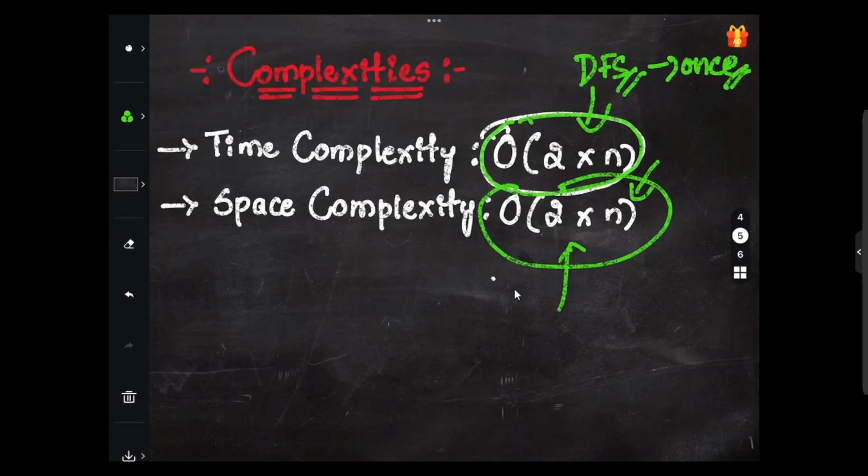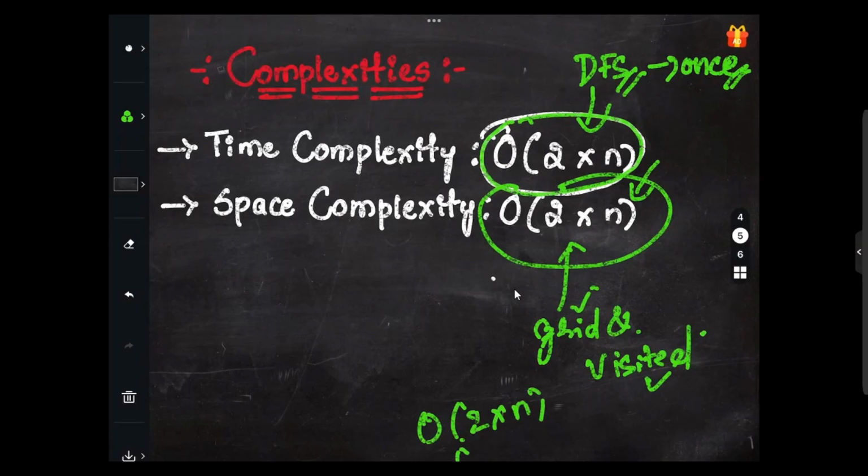So it would be 2 into n, and the space complexity would be 2 into n because we will be going with a grid and visited arrays. We have to mark visited, right? Once we reach that particular cell, we have to mark it as visited. So here we'll be going with grid and visited arrays. So the space complexity would be big O of 2 into n as well. The time complexity and the space complexity for the code that we'll be writing would be big O of 2 into n, right? I hope the complexities part is completely clear.